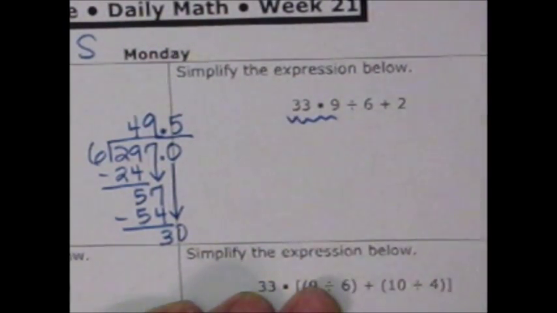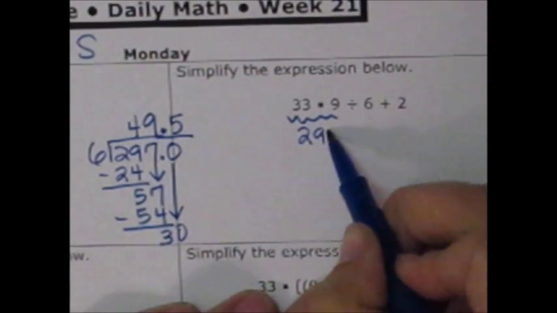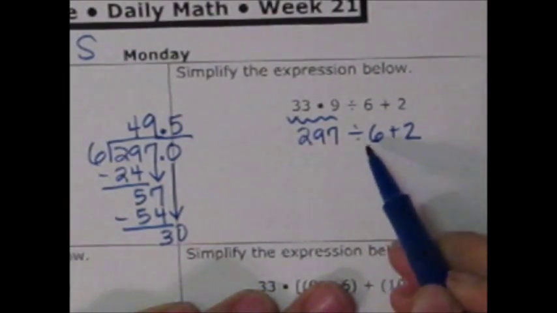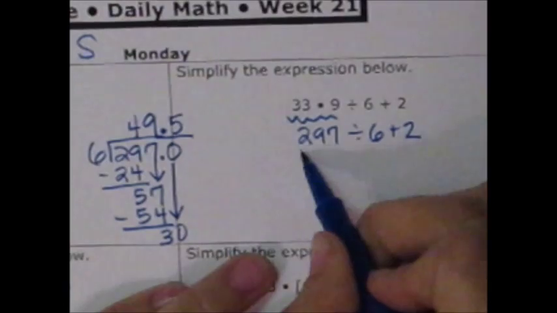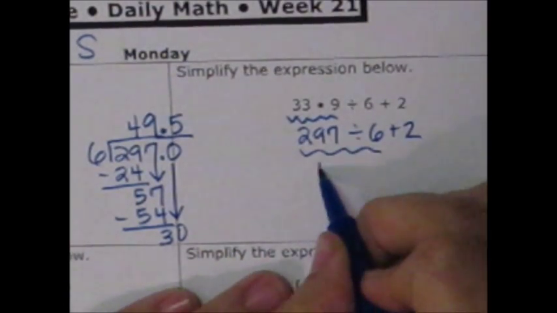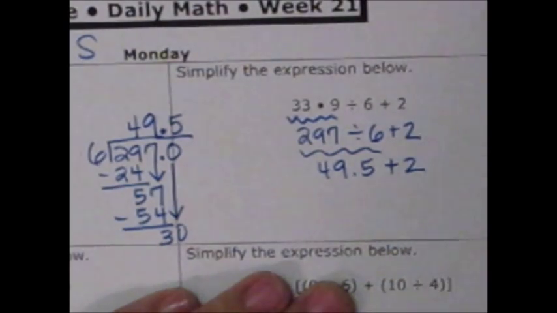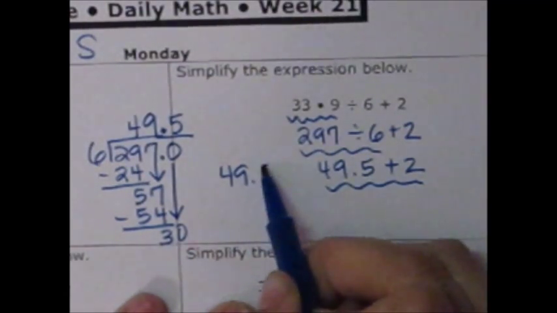And we already did that, 33 times 9, and we came up with 297, so I'll just go ahead and rewrite. 297 divided by 6, we just did that here too. So, put in your answer. 49 and 5/10 plus 2. So now you just do this. Okay, that's all that's left. Now I can come over here and do my work.